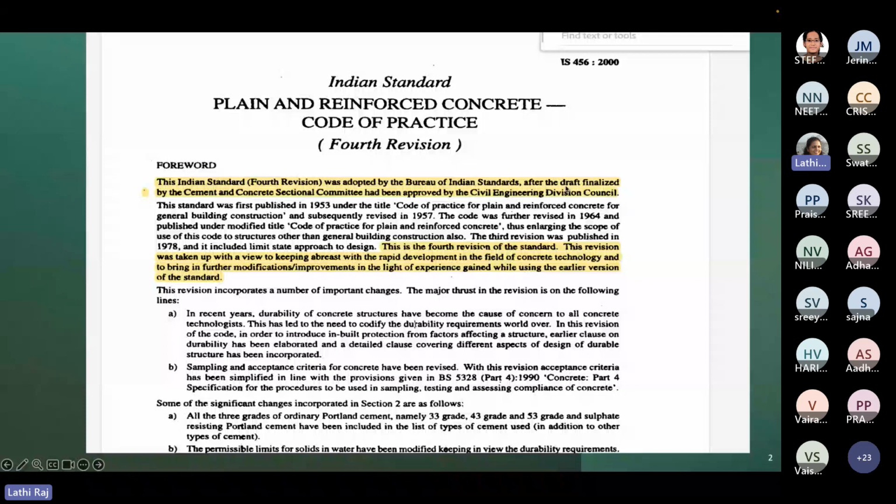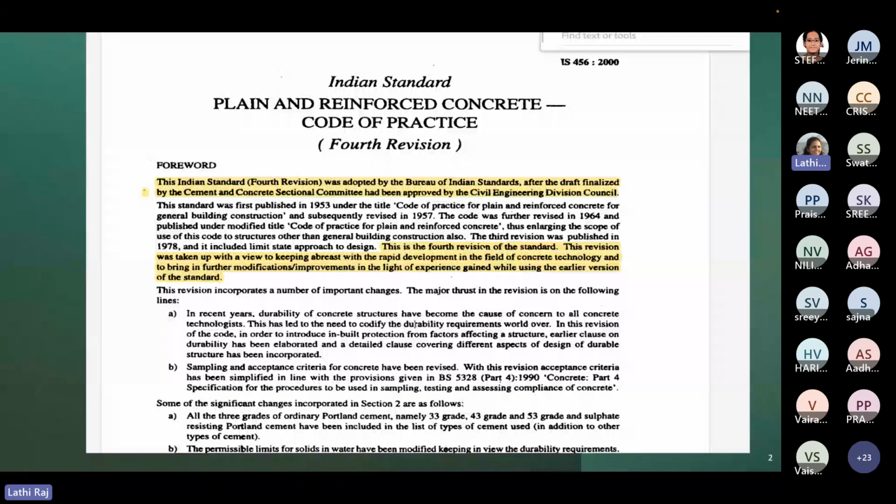I told you there will be a committee for this particular one, the Cement and Concrete Sectional Committee, and it has been approved by the Civil Engineering Division Council. The members of this council will be given at the end of the code. Their names or designations, everything will be given at the end of the code. And this is the fourth revision of the standard.